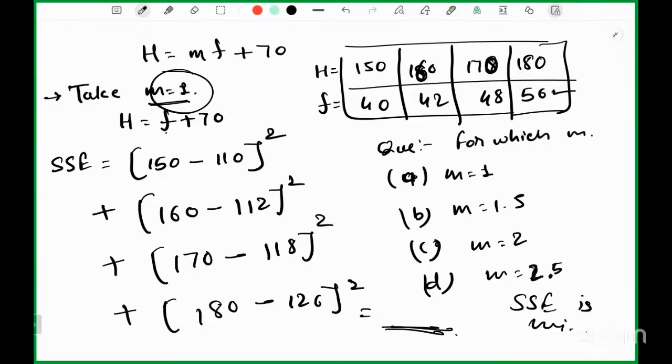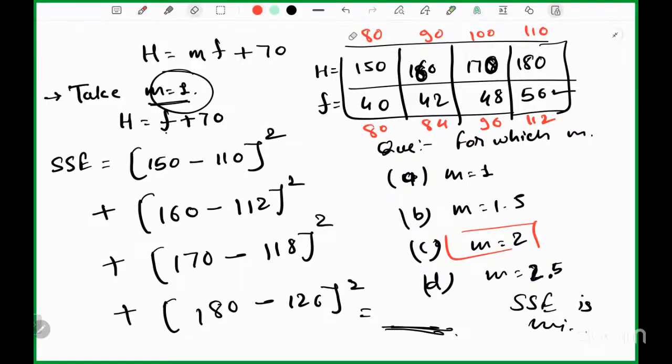I'm just subtracting 70 from all the h values that are given. Correct, that will be a good approach. So it will give you 80, 90, 100, 110. The closest that's coming is 2 times f. So it should be 2. Yes, correct. Because now you just have to multiply these quantities by 2. So that will be 80, then 84, then 96, and this will be 112. So if you substitute 2, you will get these values. If you substitute 2.5, I think you will go a little further. So that's why m is equal to 2 will give us the minimum SSC.